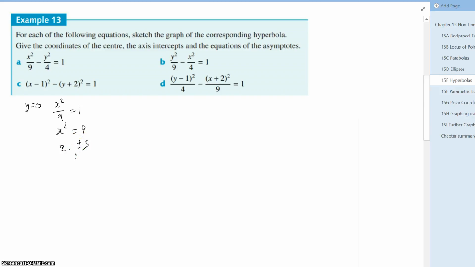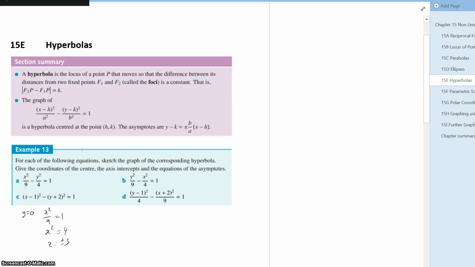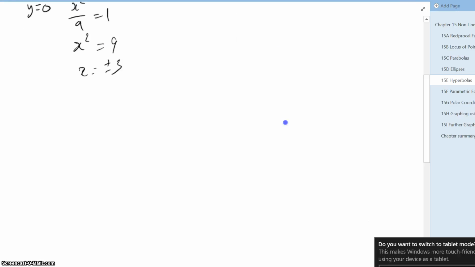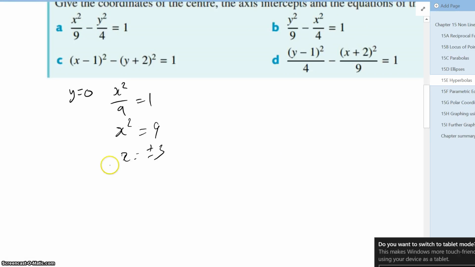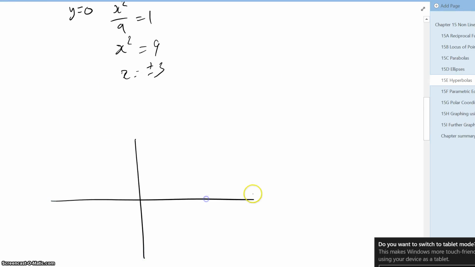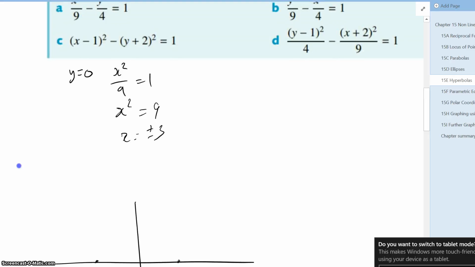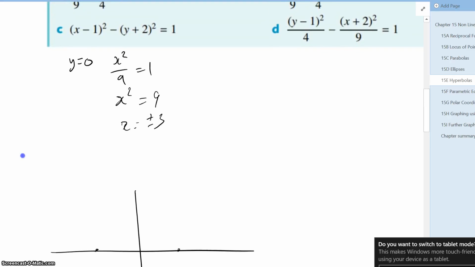Okay, so let's in fact draw that somewhere. Sorry about that. So we've got that down here. So x equals positive 3 and also negative 3 as well. Okay, now we're going to work out the asymptotes from this as well. Now this is going to be a little bit tricky, but hopefully you can bear with me.